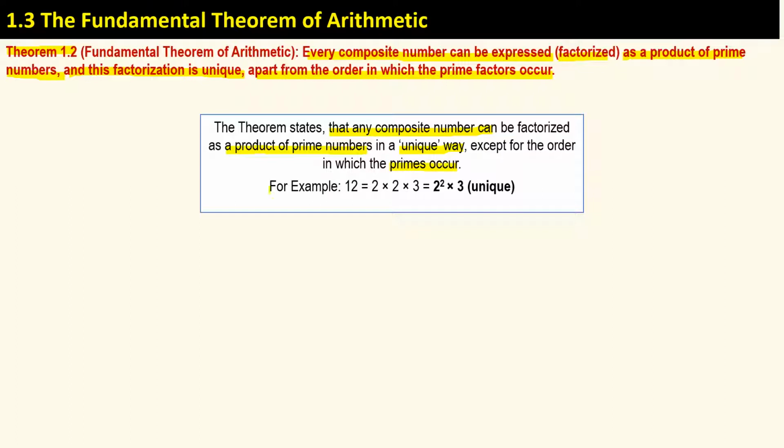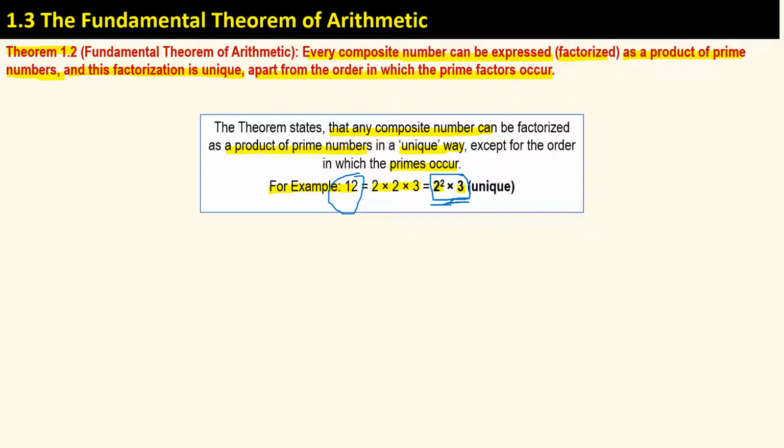So let's take the example of number 12. This can be decomposed into 2 multiplied by 2 multiplied by 3, which is 2 raised to power 2 multiplied by 3. So this 2 raised to power 2 multiplied by 3 is unique. The prime factors are 2 and 3. You cannot obtain number 12 in any other manner using prime numbers. There is only one unique way that you can obtain number 12.